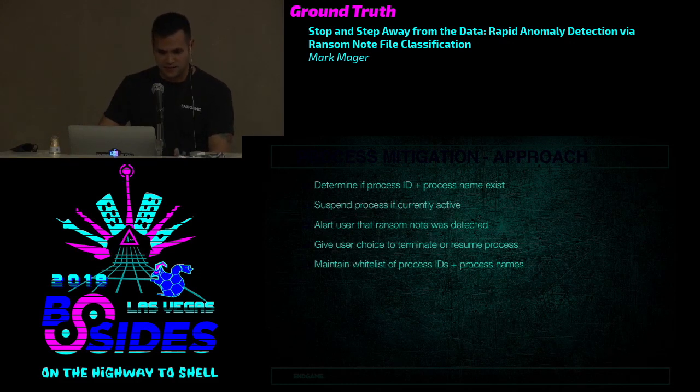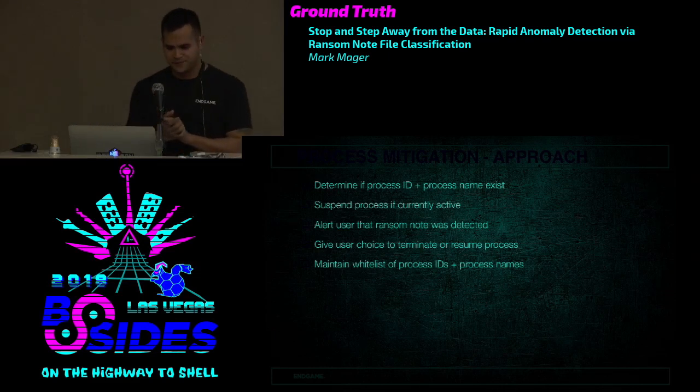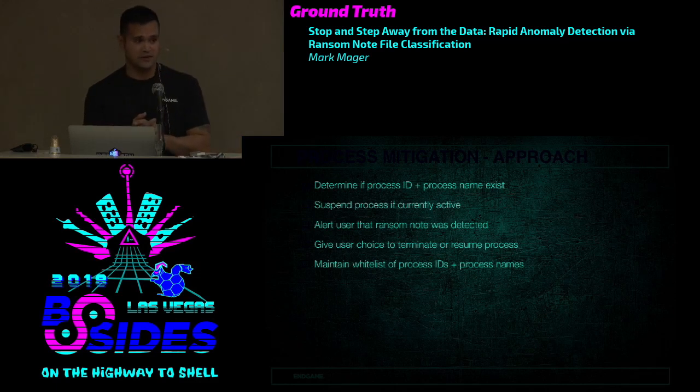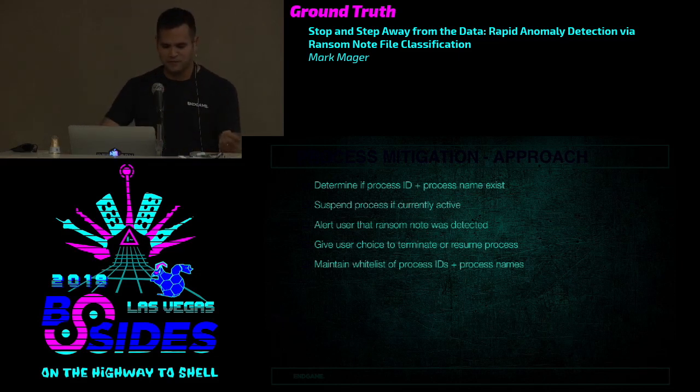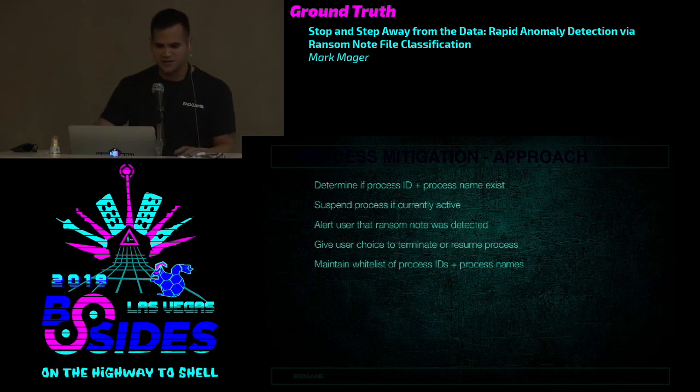So in terms of the process mitigation, at this point we know that there is a ransom note on disk. We know the source process, and we also know the source process name. So now we need to determine if that information is still accurate, if the process still exists. So we're going to grab currently active processes to try to determine if that process still exists.